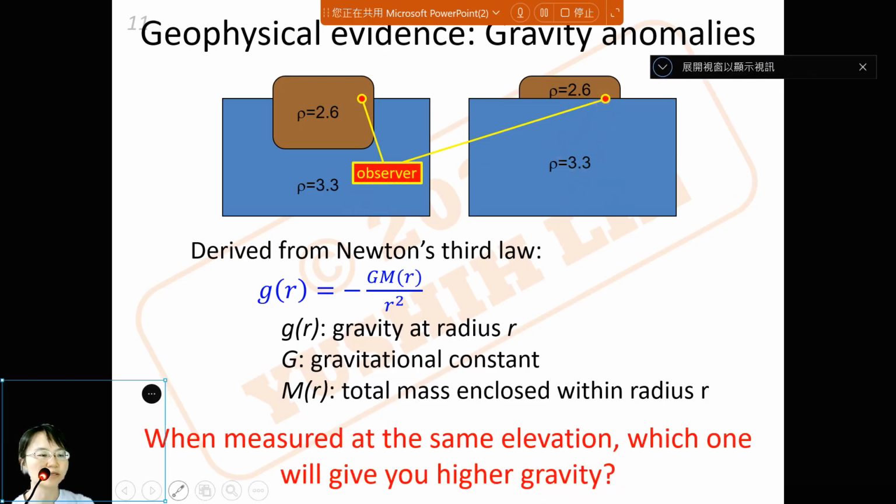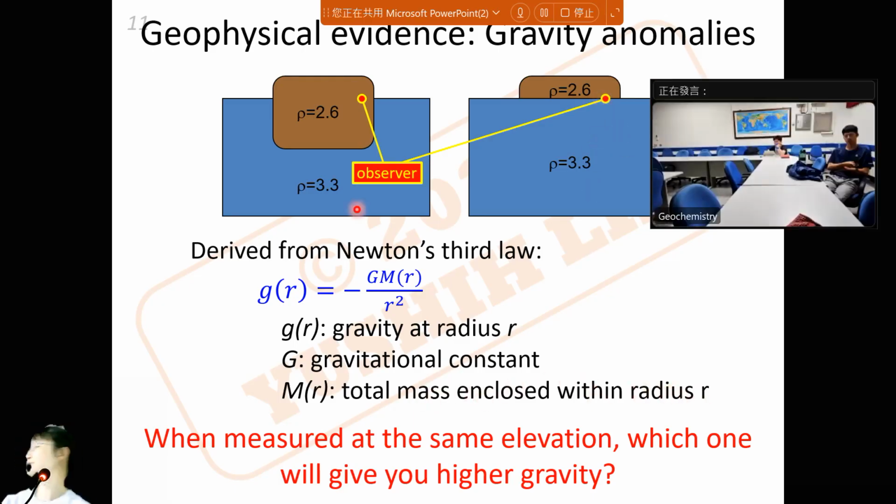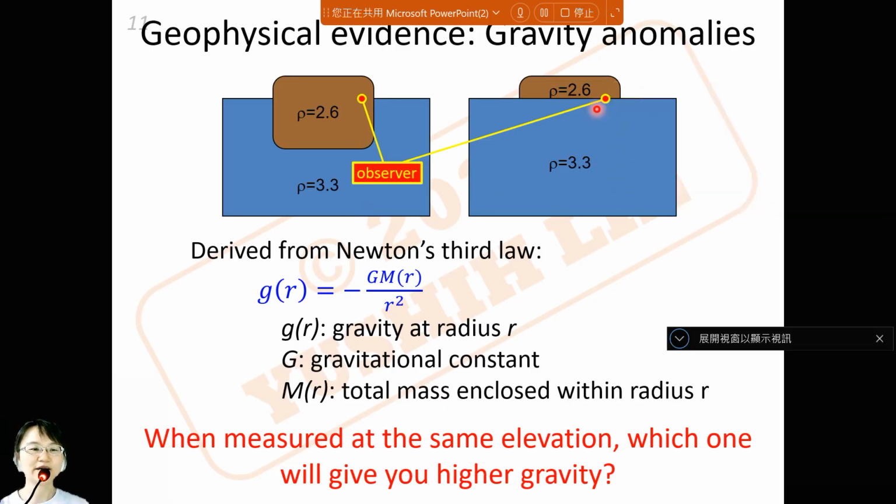My question for you is, when measured at the same elevation, which observer will detect higher gravities? Remember, both cases, they have the same r. The only variable is big M, total mass enclosed within radius r. Also the right-handed one. Exactly, the right one. Because the right one, all the way down, it has a density of 3.3. But for the left one, for a certain depth, it has only a density of 2.6. Therefore, if you integrate the mass, the column here will give you higher mass.